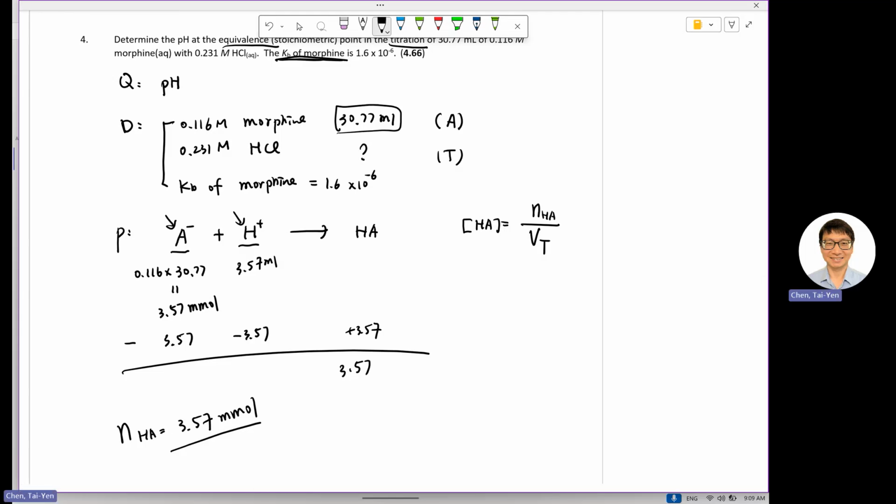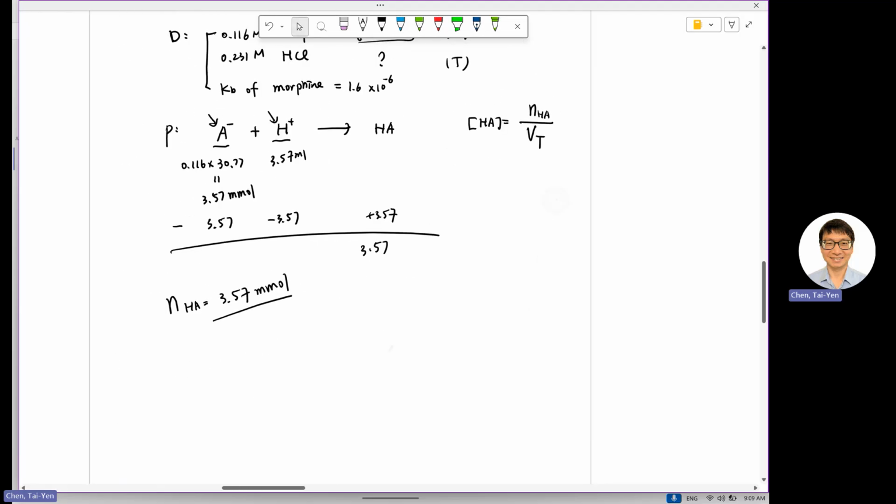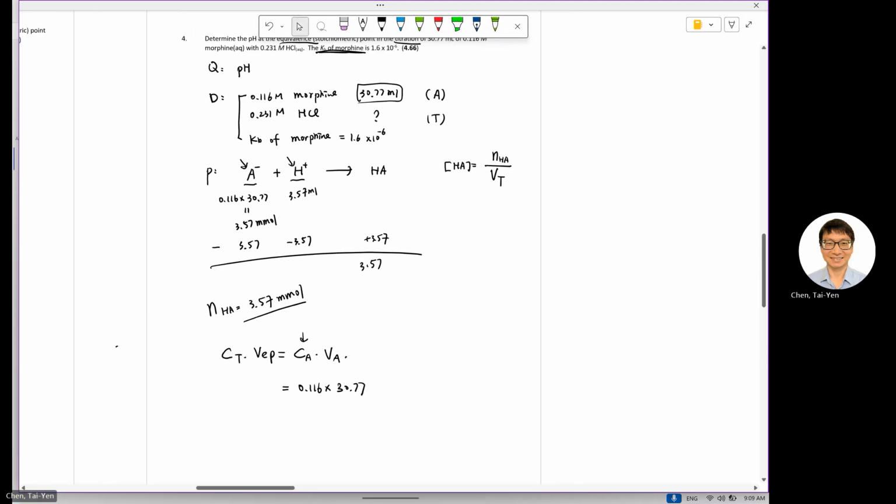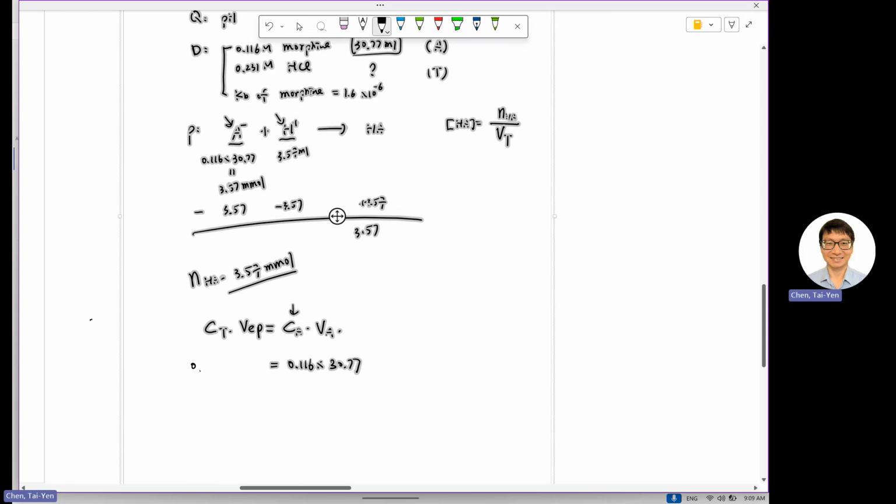How about the volume of your titrant? We don't know yet. But we can always compute the volume of your titrant using this: concentration of your titrant times VEP equals the concentration of your analyte times the volume of your analyte. Okay, so the concentration of your analyte is 0.116, volume is 30.77. Concentration of your titrant is 0.231.